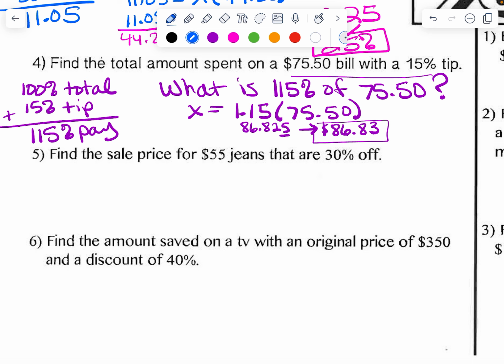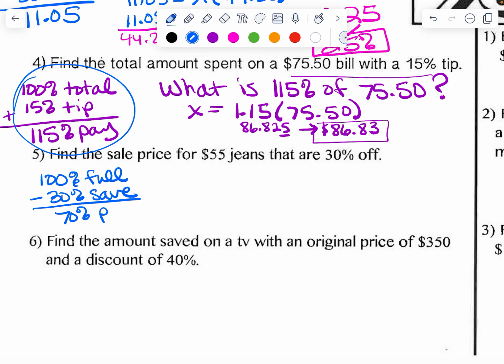So I can ask myself, what is 70% of 55? What is 70% of 55? And I'm just using my calculator. 0.7 times 55 is 38.5. Whoops, 38.5. And as money, we need to put a zero on the end to make it $38.50.